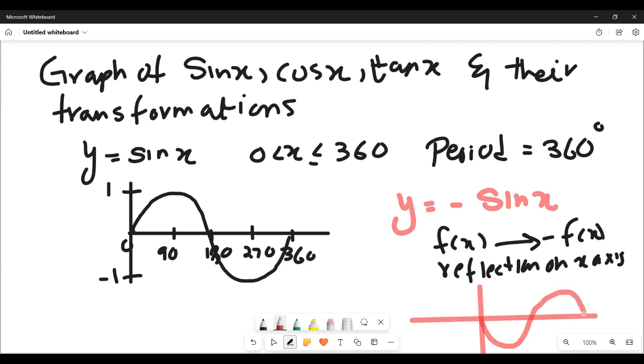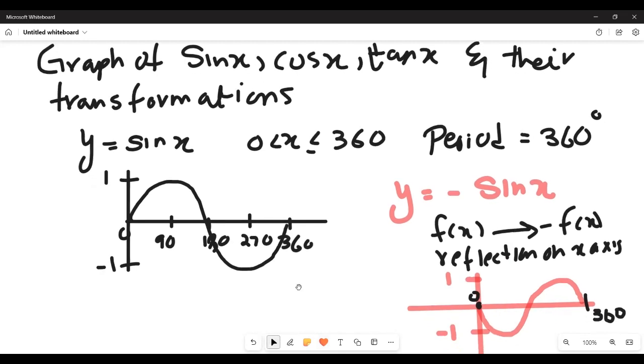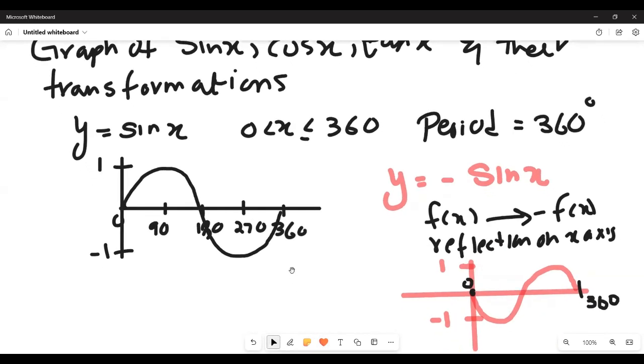Between 0 and 360 degrees. So again, you have 1 here and minus 1 here, and the markings on the x-axis are the same between 0 to 360. So you have a 0 here and 360 degrees here and 90-degree divisions in between. Okay, so minus sin x is a reflected graph of sin x on the x-axis.